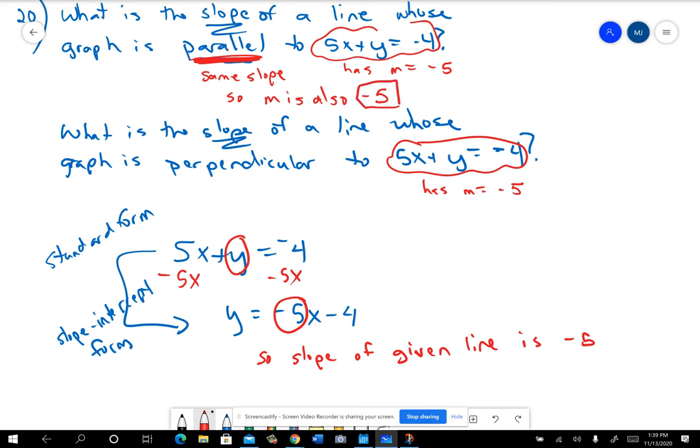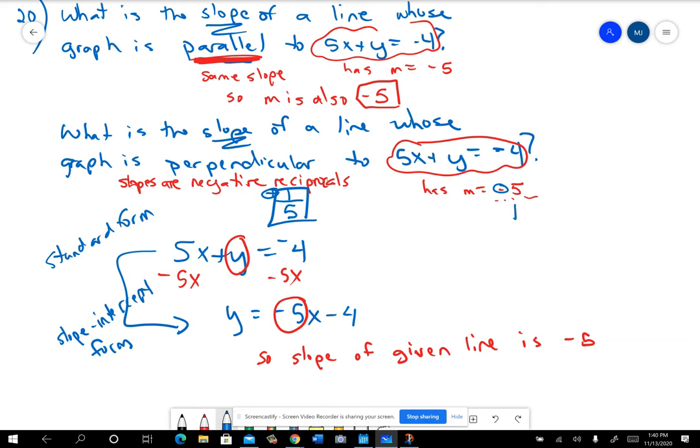Then on the second part, it said what's the slope of the line whose graph is perpendicular to that? You should do the same work, get m equal to -5, but you should be thinking negative reciprocals. You should think slopes are negative reciprocals. So you should think about how -5 is really -5 over 1. So you'd have to flip that over. And since this one's negative, yours would need to be positive. So you should put 1/5 for the answer. Okay. All right. So that's just getting the slope.